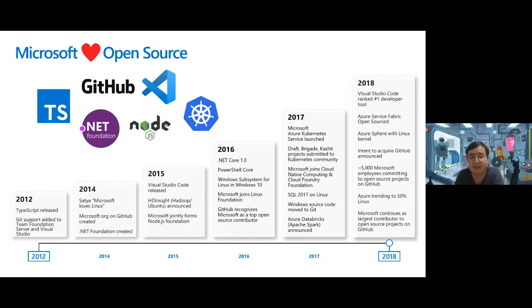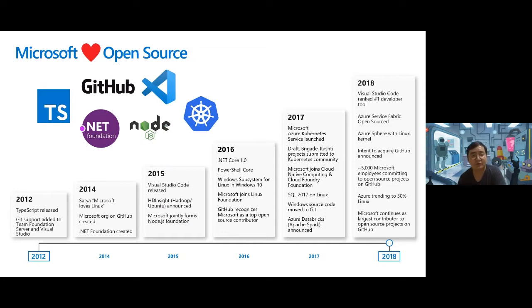And also in 2018, another breaking news was that Microsoft announced that Microsoft would acquire GitHub. It is also great news. And today, more than 5,000 Microsoft employees are committing to open source projects on GitHub. It is also very good news.